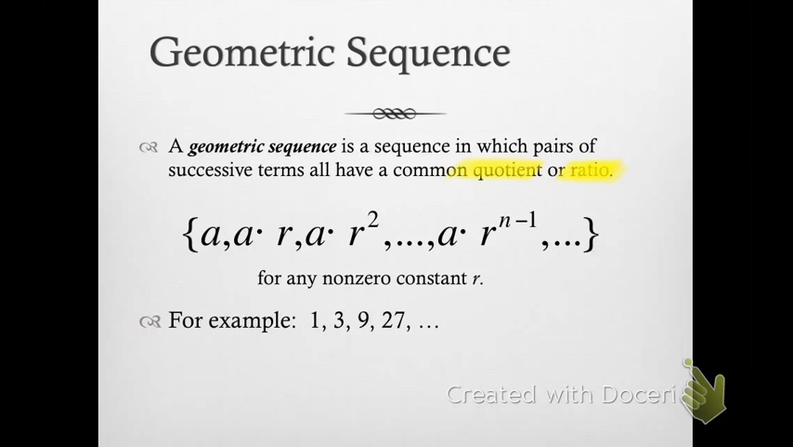So we can test for a geometric sequence by dividing each term by the number before it. So 3 divided by 1, 9 divided by 3, and 27 divided by 9 all give us an answer of 3, which will be the common ratio.